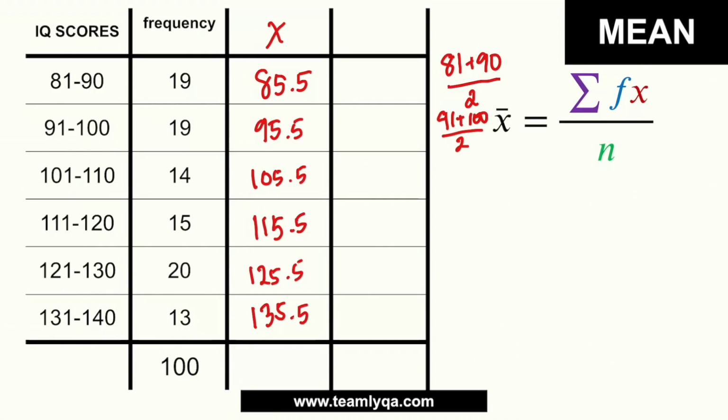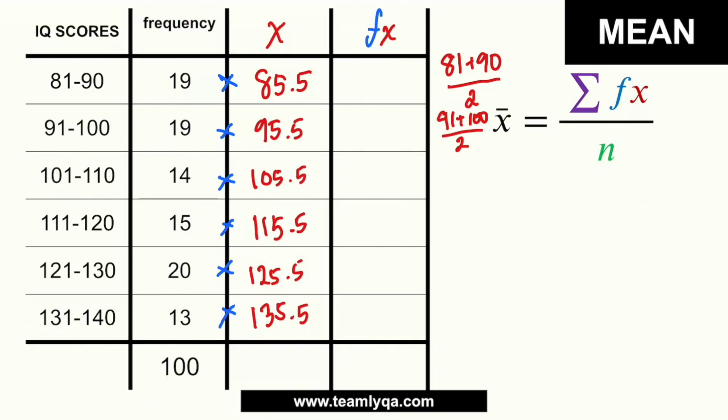Tapos, next natin hahanapin would be yung fx na. Okay. So ano yung fx? F is yung frequency natin. I-multiply natin doon sa middle ng bawat class. So itong dalawang itong sides, i-multiply natin ito. Okay? So, yan yung gagawin natin dito para makuha natin yung fx or yung frequency times yung midpoint or gitna ng bawat class.